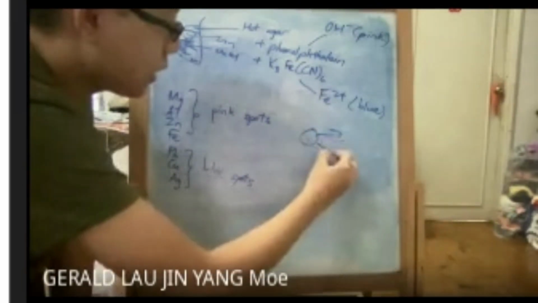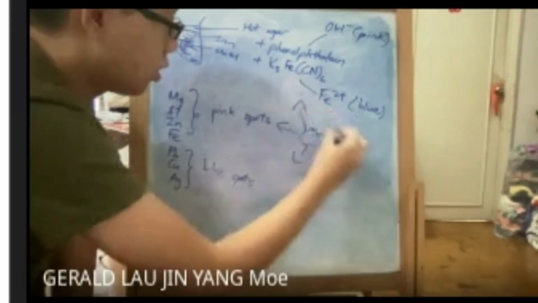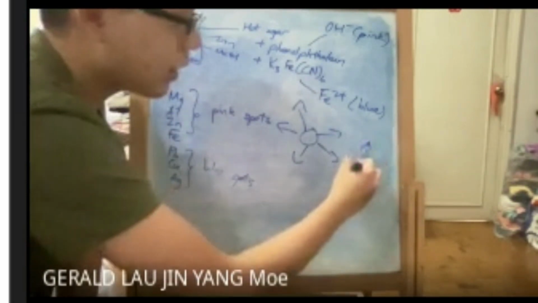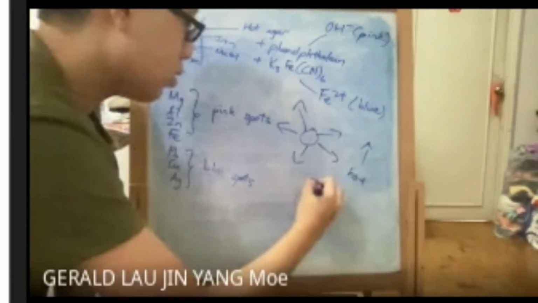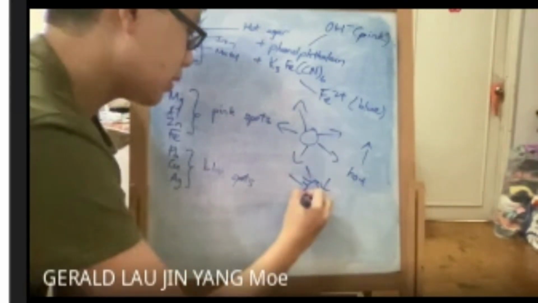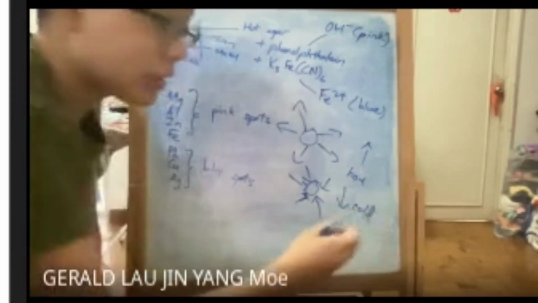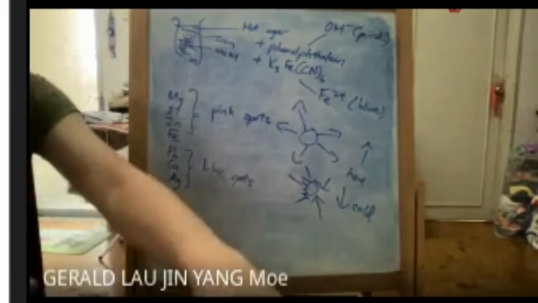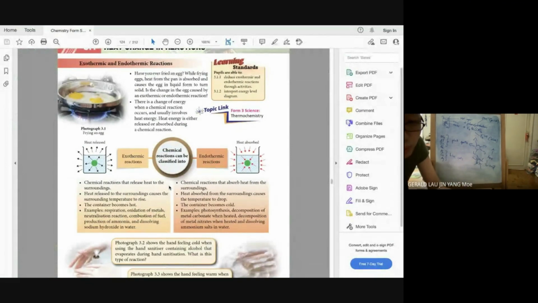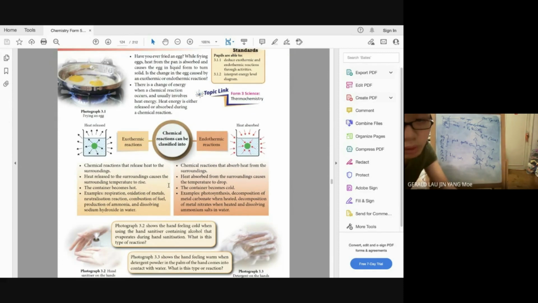So, exo, you release heat outside. Of course, the temperature increases, it will be very hot. Endo, because you absorb all the heat already, so the surrounding temperature decreases, it will become cold. Do you understand? Endothermic. So here are a few examples, okay? You have oxidation of metal, respiration, exo, neutralization, combustion, dissolving sodium hydroxide. Endo is like photosynthesis, decomposition of metal carbonate, metal nitride, dissolving ammonium salt. Okay.